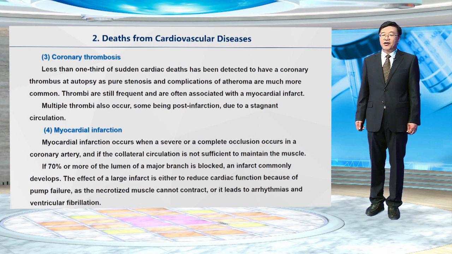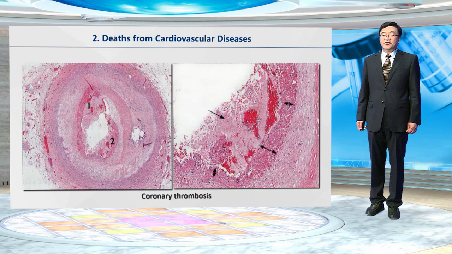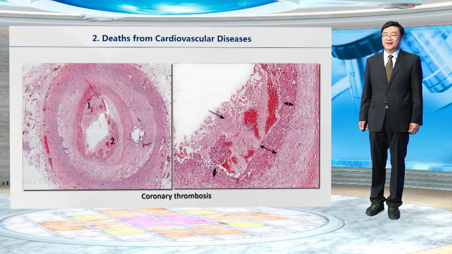If 70% or more of the lumen of a major branch is blocked, infarct commonly develops. The effect of a larger infarct is either to reduce cardiac function because of pump failure, as the necrotized muscle cannot contract, or it leads to arrhythmia and ventricular fibrillation. Here are the histological changes in acute plaque erosion with thrombus, in organizing thrombus with acute platelet-rich thrombus.